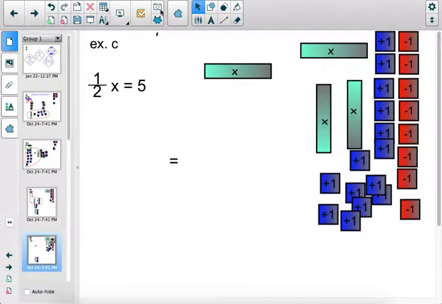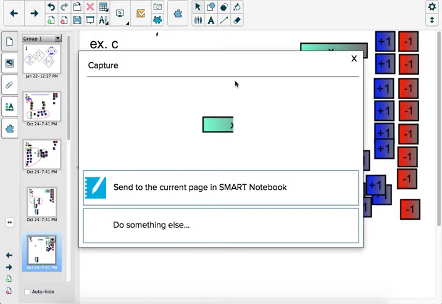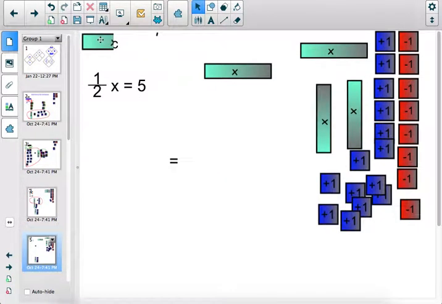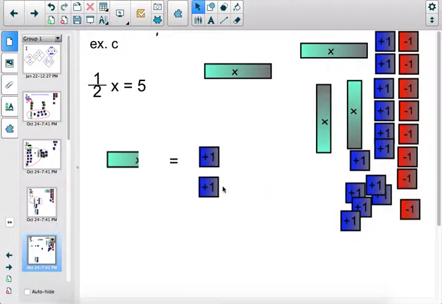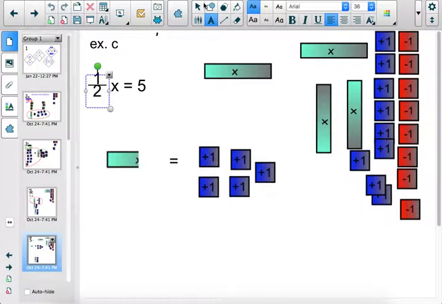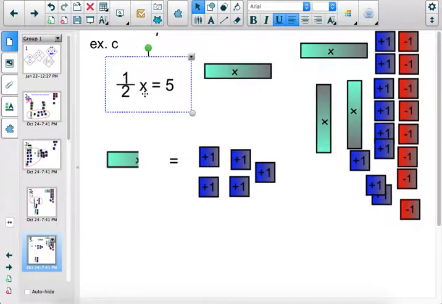How am I going to show half of x? Well, I'm literally going to try to take half a picture of an x. Is that about halfway? All right. So I have half of an x equals 5. 1, 2, 3, 4, 5. If half an x equals 5, what can I do to see what a full x equals? I know you know the answer, but what math would prove it?